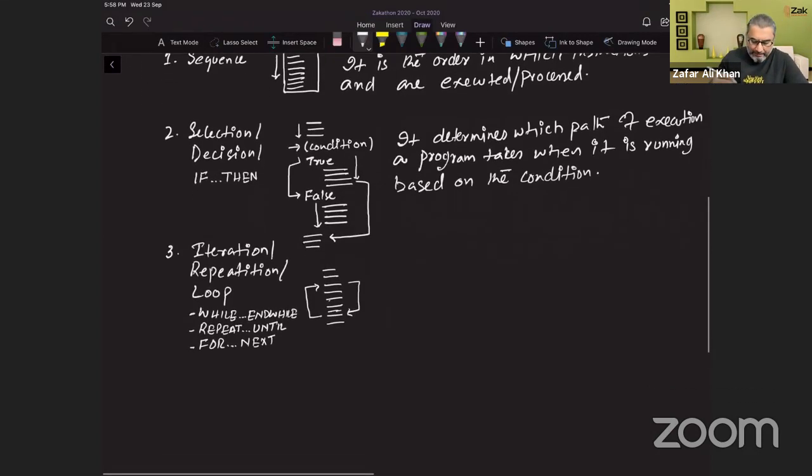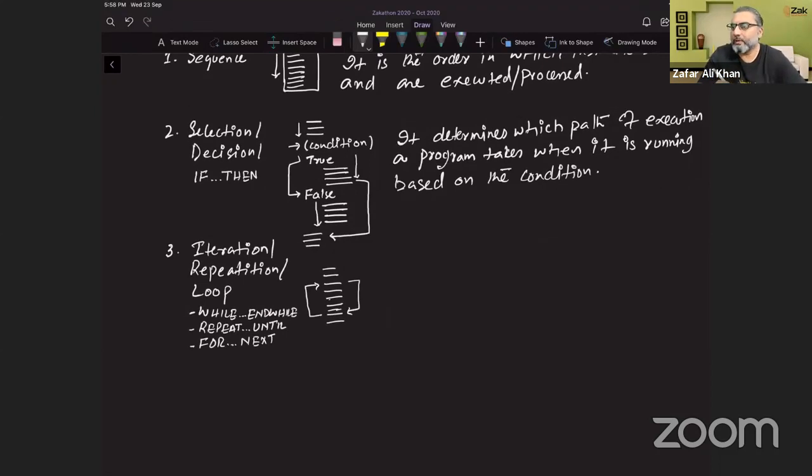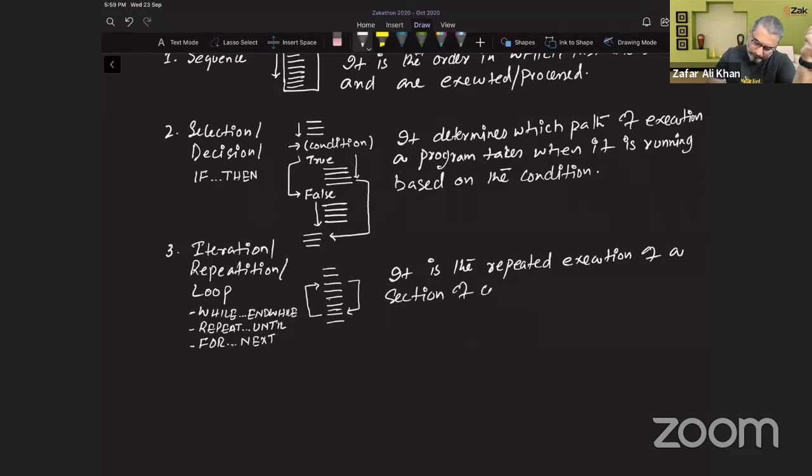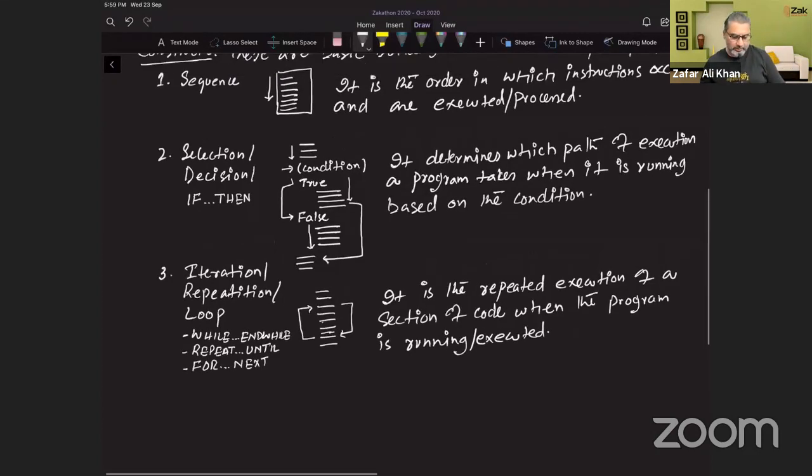Then iteration, repetition, or loop. It is the repeated execution of a section of code when the program is running or being executed. All right. So this might be a question.